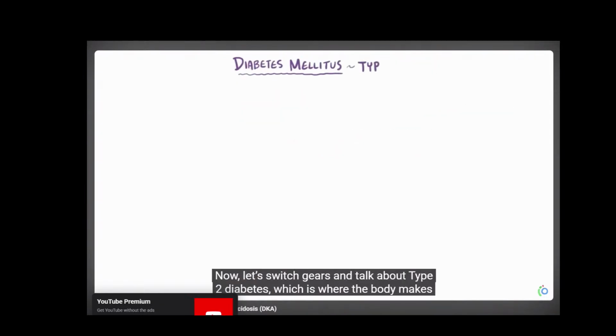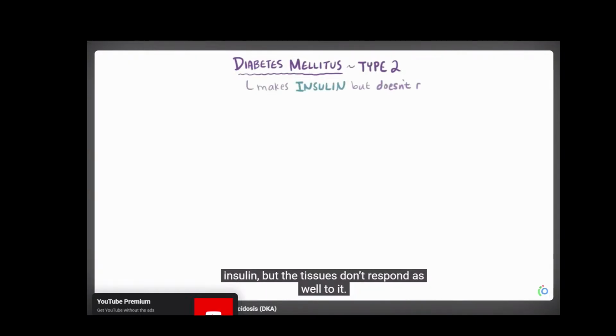Now let's switch gears and talk about type 2 diabetes, which is where the body makes insulin, but the tissues don't respond as well to it.